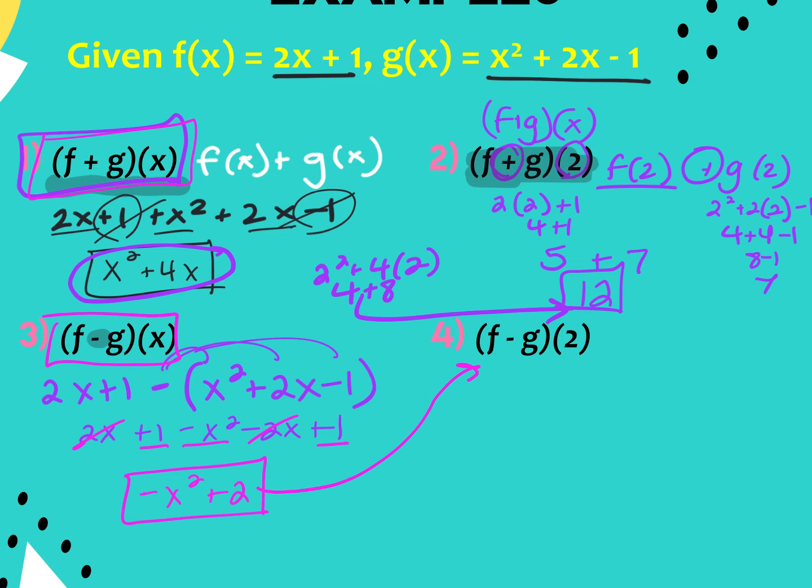Good. I can either take what we just found, negative 2 squared plus 2, and be careful here because we square the 2, then take the negative, right? So this would be negative 4 plus 2, which is negative 2. That's one way to do it.